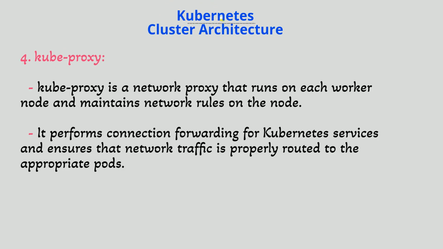4. Kube-proxy. Kube-proxy is a network proxy that runs on each worker node and maintains network rules on the node. It performs connection forwarding for Kubernetes services and ensures that network traffic is properly routed to the appropriate pods.